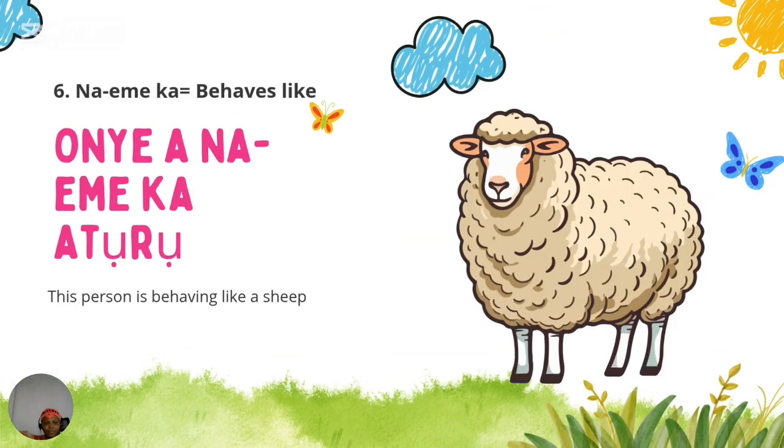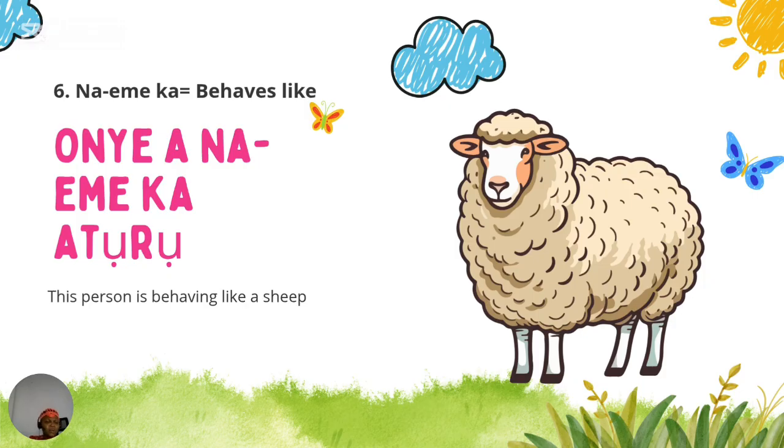Ka anyị gaa n'ihu. Ọzọ dị ka ibia bụ na-emeka. Na-eme ka is showing behaves like. Let's look at our model sentence. Onye a na-eme ka atụrụ. It means this person is behaving like a sheep.